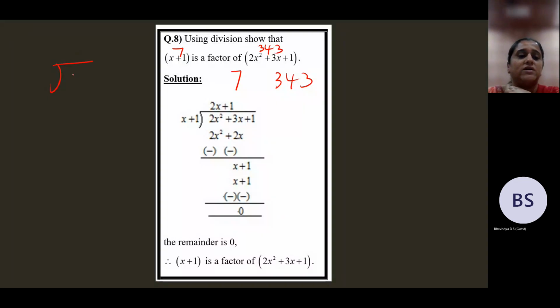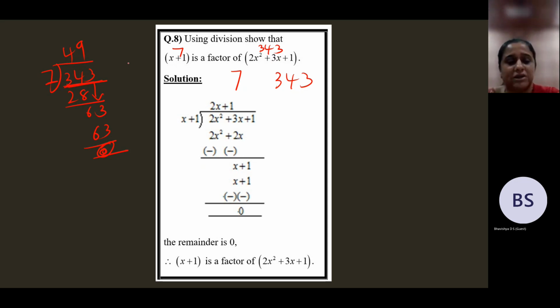So what you will do, you will divide 343 by 7. 7 4s are 28. 6 is the remainder. 3 comes down. 7 9s are 63. The remainder is 0. So since the remainder on division is 0, 7 is a factor of 343, or 343 is a multiple of 7. Because the remainder is 0, 7 is a factor of 343.